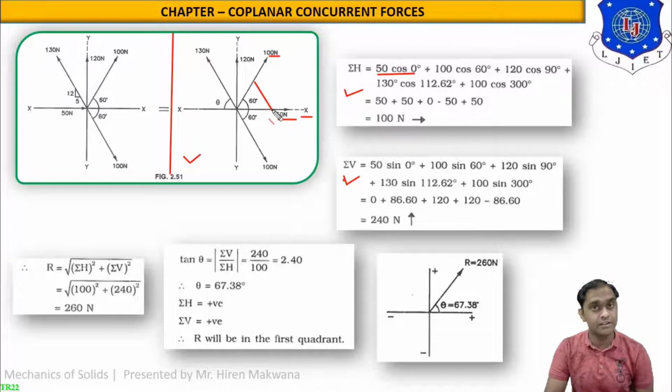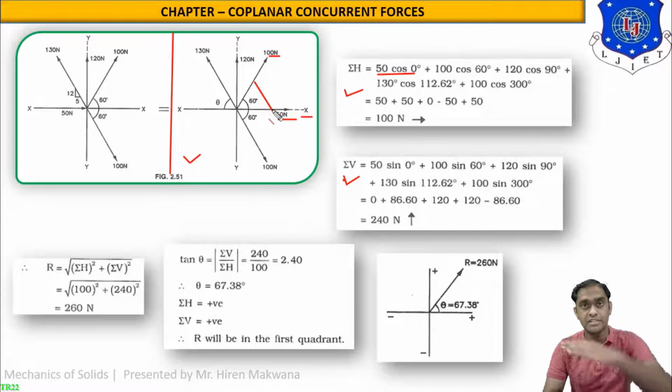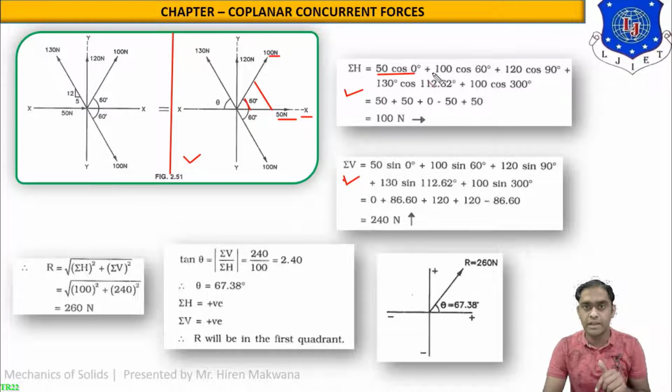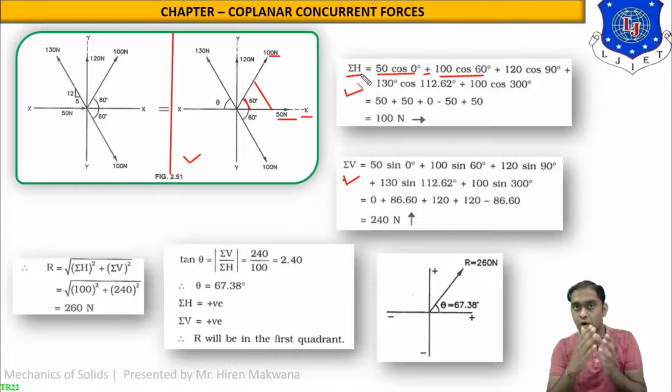So all the angles should be measured with the positive x-axis only, not from the y-axis, not from any other forces. Always start from the x-axis again and again. So the second force is 100 Newton, the angle is 60 degrees, so the value is 100 cos 60. Why the plus sign in between any two values? Because it is sigma H. Sigma means what? A summation. So while doing the summation, all the values should be added.